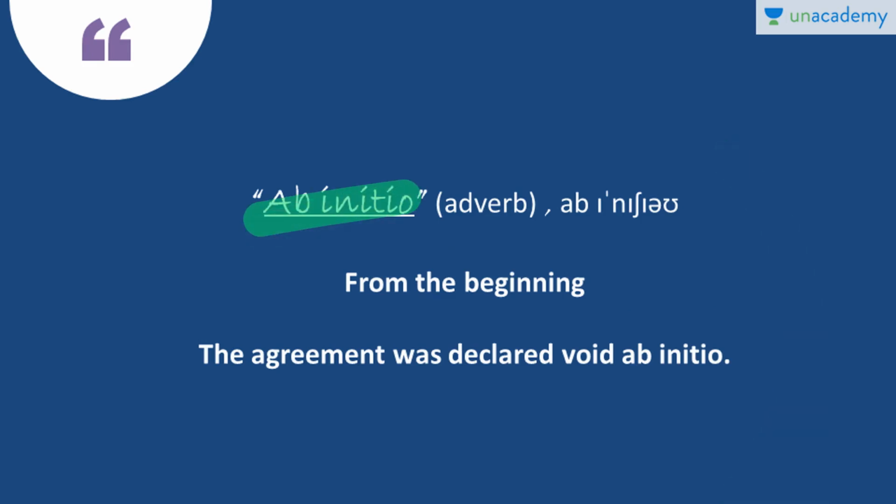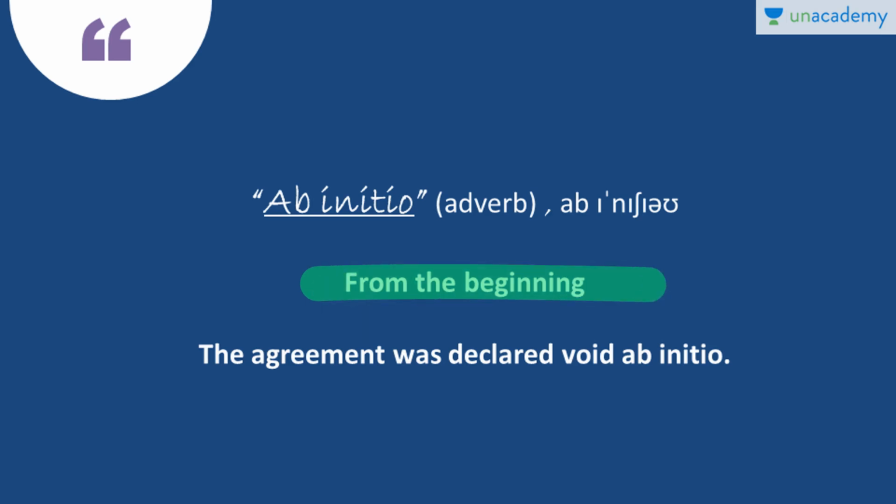Now here you can note down the part of speech of this word. This is an adverb. And here is the pronunciation of this word, that is ab initio. It actually means from the beginning. When I'm saying ab initio, it means from the beginning. So whenever it is used, it will be used in this context, that is from the beginning.